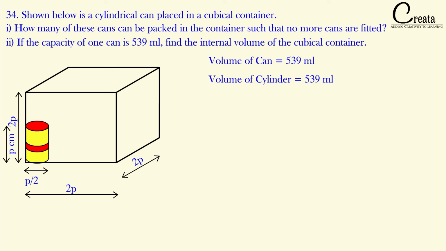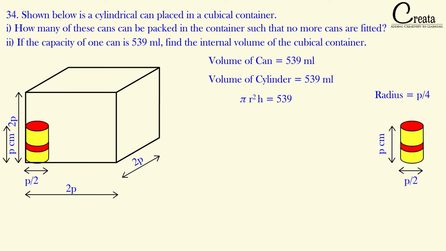And what is the formula for the volume of a cylinder? It is pi r square h. And what is the radius of the cylindrical cane? The diameter is p by 2, so the radius will be p by 4. So here radius is equal to p by 4 and the height of the cylinder is p centimeter. So let's put it into the formula. Pi r square h is 539. Let's solve for p. P cube will be equal to 539 into 7 into 16 upon 22. For the time being, we are not solving for the value of p. When it is required, we will solve it.